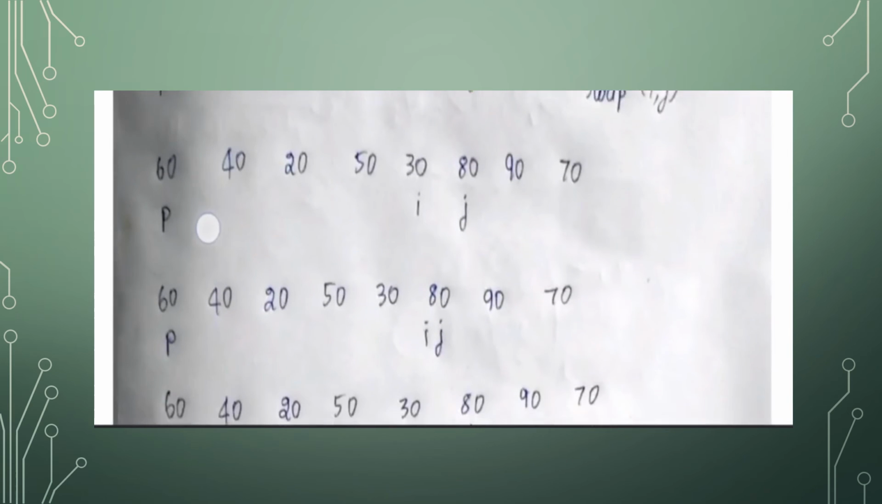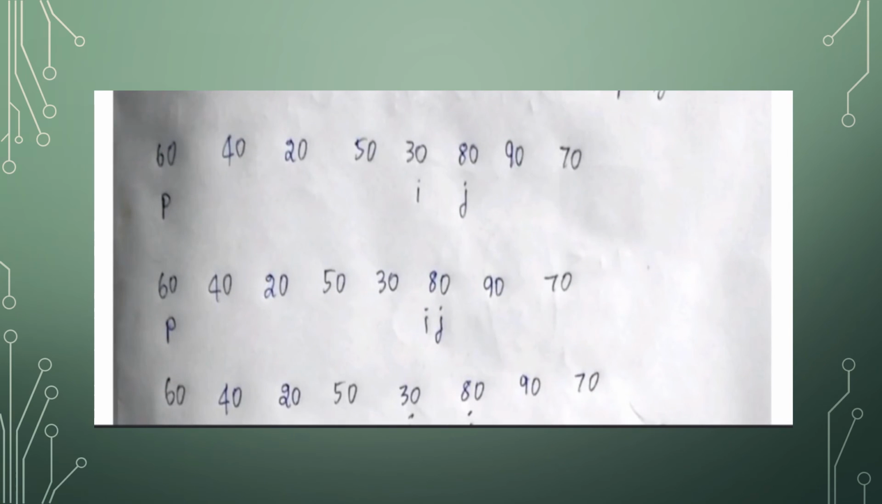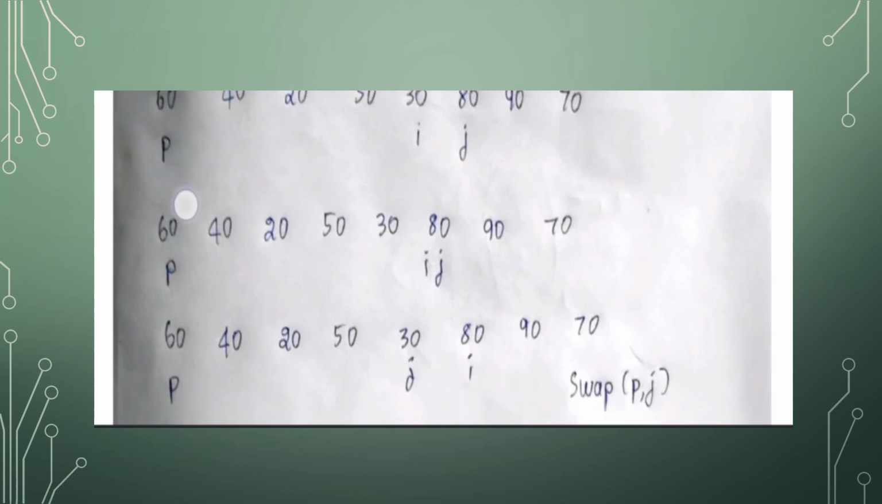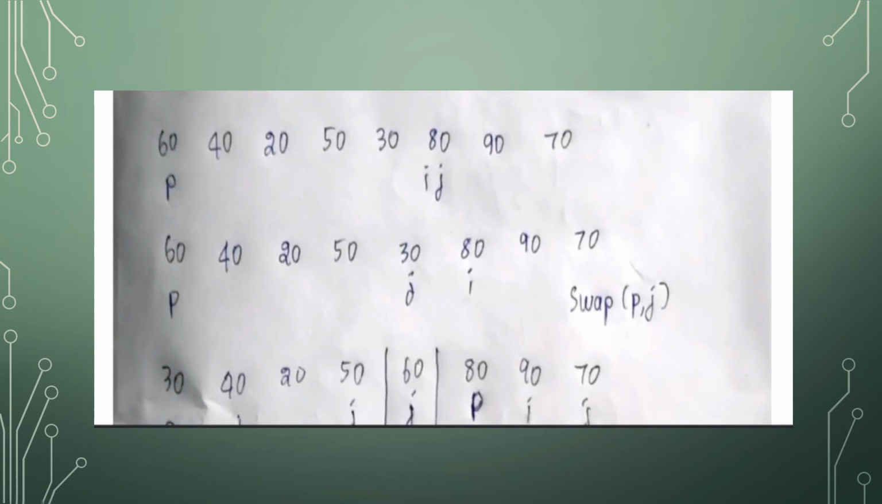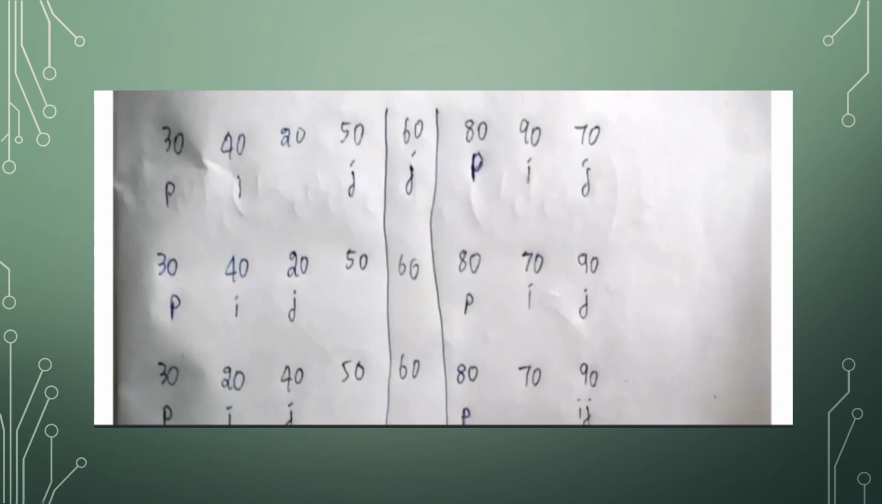Now we increment the ith value. Now the i and j values are in the same place, at 80. For the i value, the condition validates. Now we decrement the jth value. Now both the i and j values cross each other, so we swap the j and pivot values. Now the pivot value is 30 and the jth value is 60.